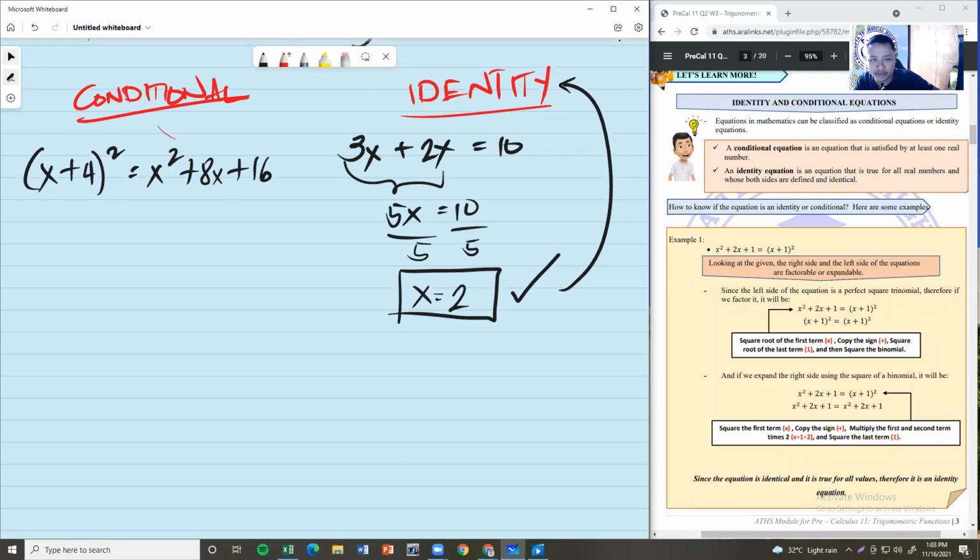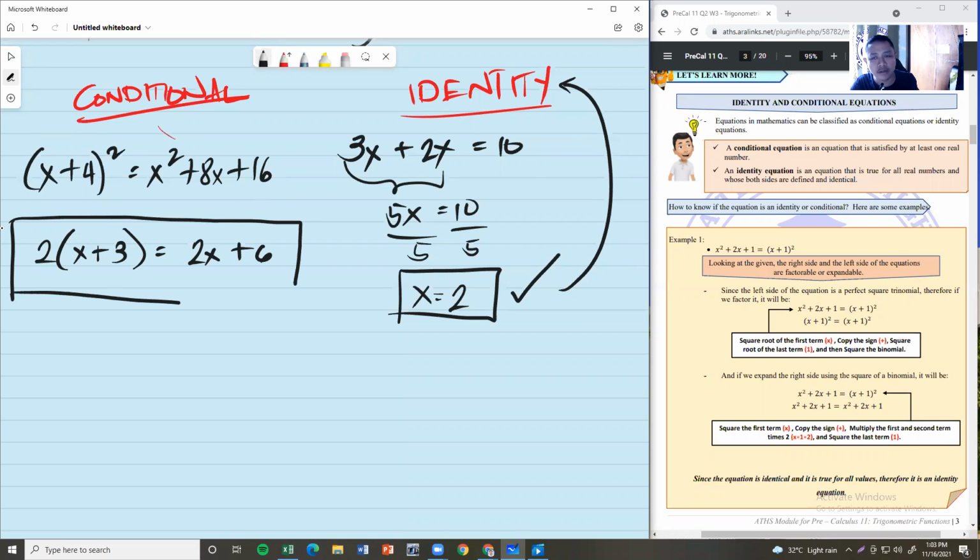Or maybe the given was a bit difficult. Let's make another, simpler equation. We have 2 times x plus 3 is equal to 2x plus 6. This is simpler than the first one. Solve the second one. Type your answer in the chat box if you got the value for x. I'm waiting for your answers.